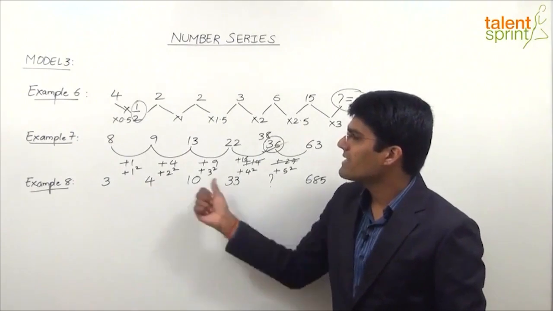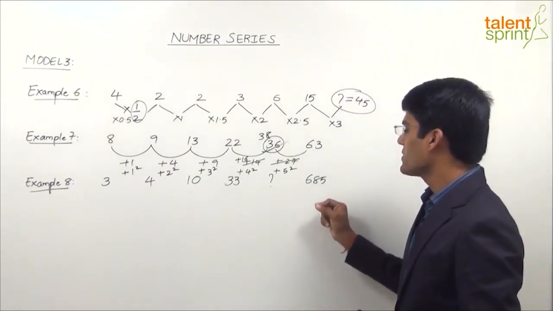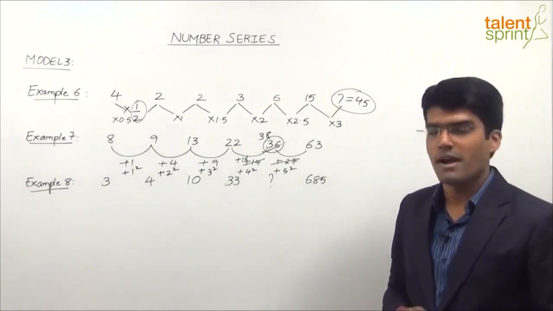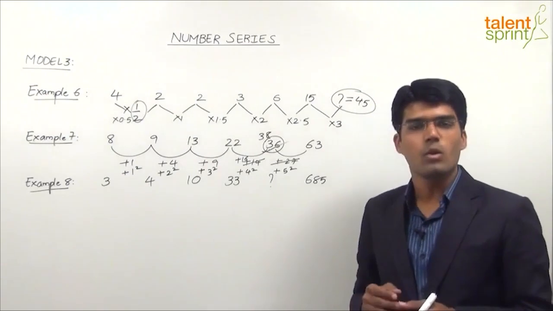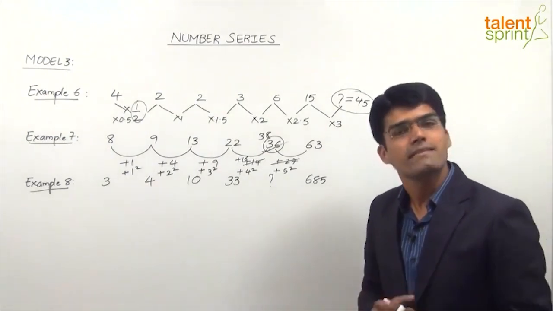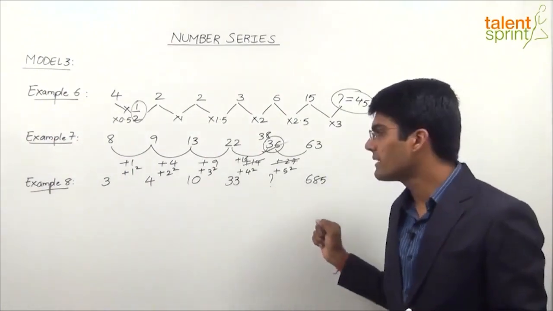Let us now take one last example from model 3, that is 3, 4, 10, 33, question mark, 685. So we are supposed to find out what comes in place of this question mark. Now this series here is a typical one where the difference is a combination of multiplication as well as addition. Let me directly give you the pattern here so that you understand the logic behind that.